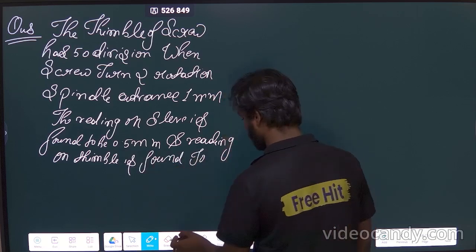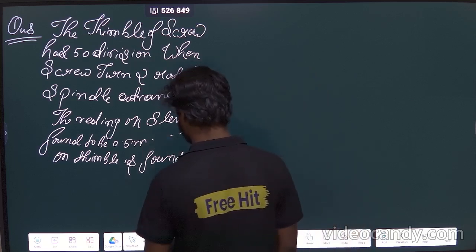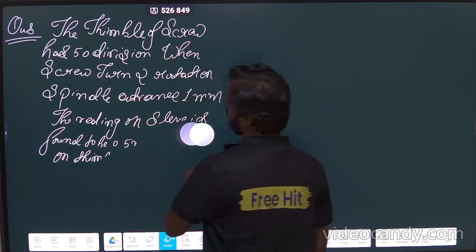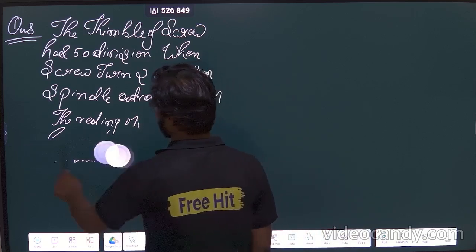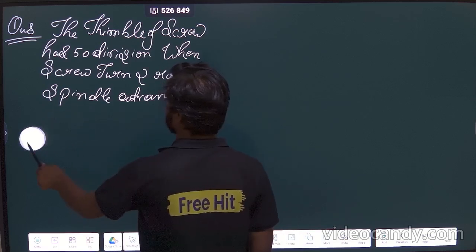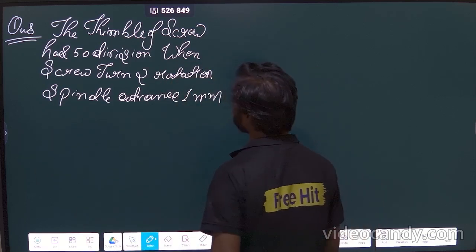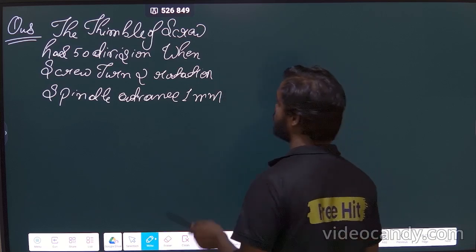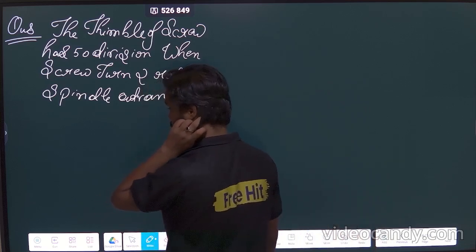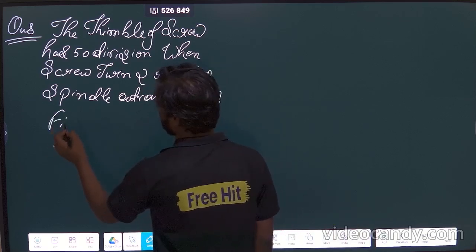Okay, just we will do one thing. This part will come under the measurement. Let me do some changes here. You just calculate the least count first. When the screw turns 2 rotation, spindle advances 1 mm. When the screw turns 2 rotation, 1 mm. Then find least count.